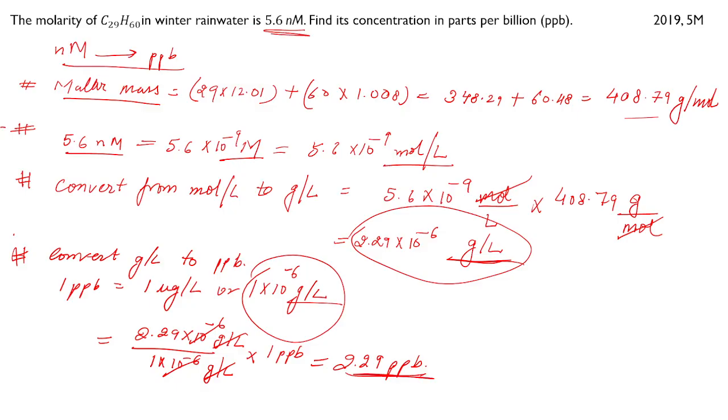You can also convert this value into parts per million, but if they ask you parts per million, instead of taking this 1 into 10 to the power minus 6, take 1 into 10 to the power minus 3. This is for ppm if the question is in ppm. Okay, so I hope I was able to explain this question and you are able to understand it.